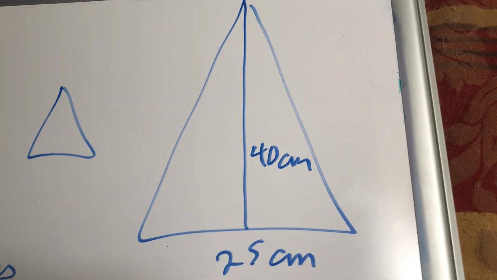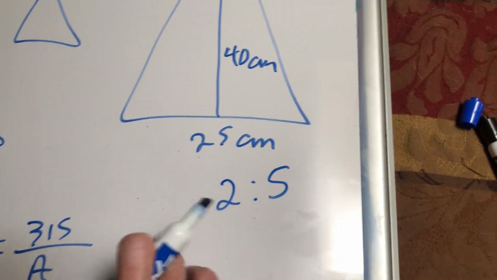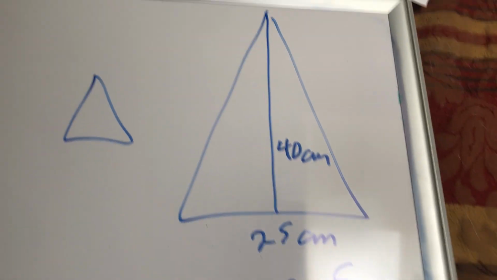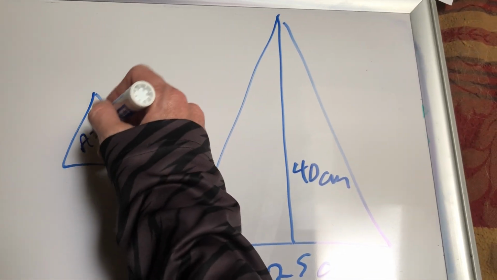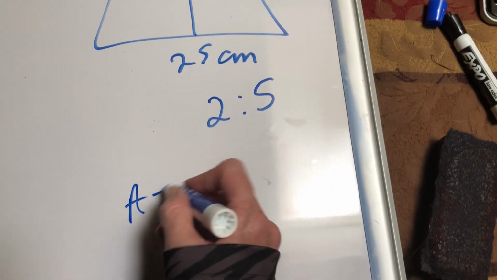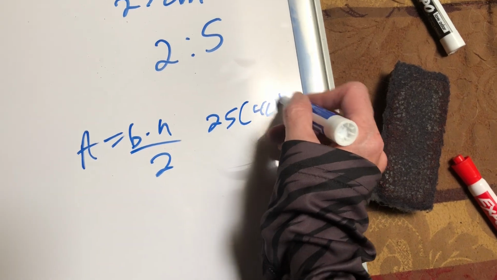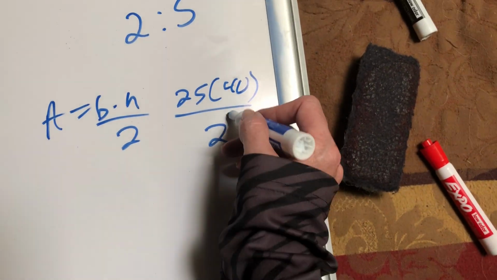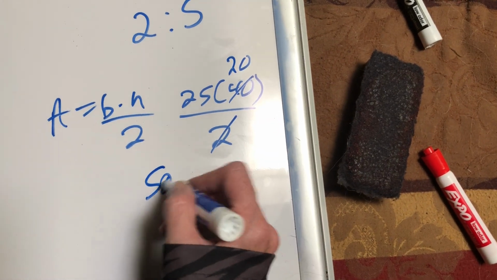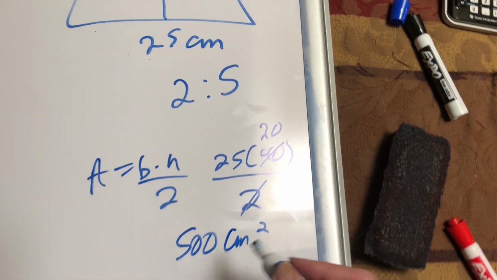My scale factor or similarity ratio is 2 to 5. That's my scale factor or similarity ratio. So I want the area of the smaller one, because I can find the area of the bigger one just by doing area is base times height divided by 2. So base is 25, height is 40, divided by 2. So 2 would go into 40, leave a 20. 20 times 25 is 500 centimeters squared. So that's the area of the big one.